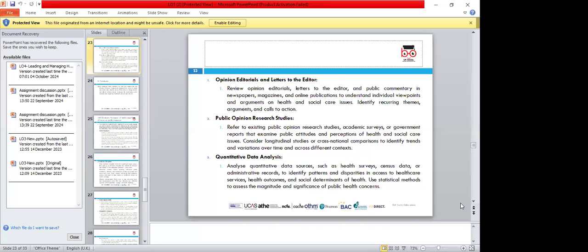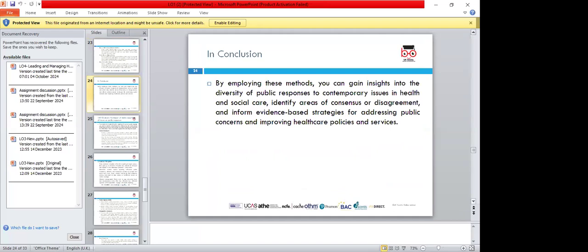Public opinion research studies and quantitative data analysis, which is more about research data such as health surveys, census data, or administrative records, to identify patterns and disparities in access to health and social care, health outcomes, and social determinants. Very important. So in conclusion, by employing these methods, you can get insight into the diversity of public responses to contemporary issues in health and social care. You can also identify areas of consensus or disagreement and inform evidence-based strategies for addressing public concerns and improving health and healthcare policy services.